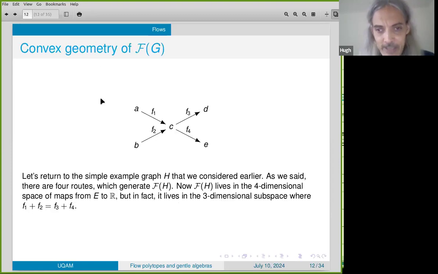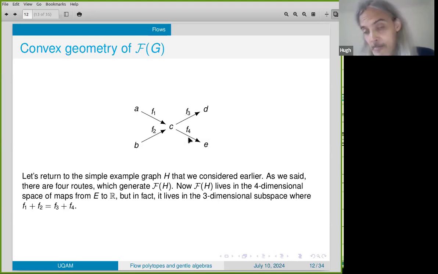Okay, so what we're going to do is look at a very simple example, this graph again, which is going to be really my running example throughout the talk. So I have 5 vertices, and my flow I'm just denoting by F1, F2, F3, and F4, the amounts of flow on the 4 edges. And the flow condition says that F1 plus F2 equals F3 plus F4.